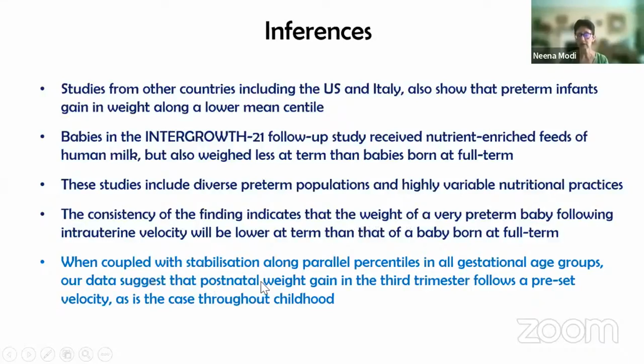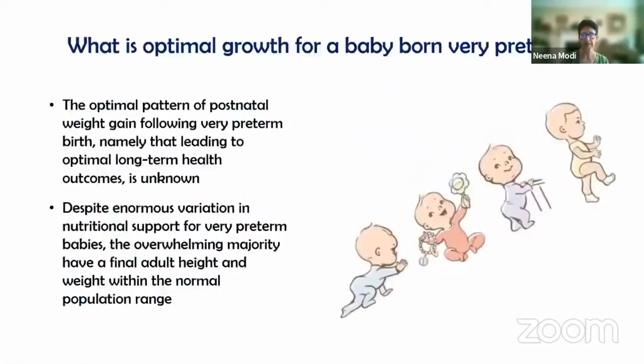And this suggests that postnatal weight gain in the third trimester follows a predetermined weight velocity, which of course is the case throughout childhood. As pediatricians, we know that children follow a velocity trajectory that is very, very consistent from child to child. So this fits with what we know as pediatricians.